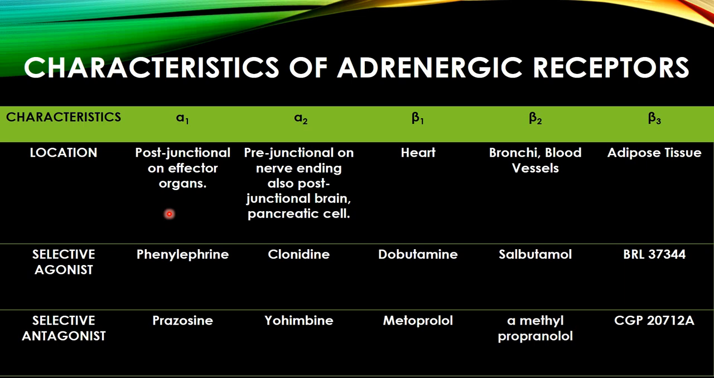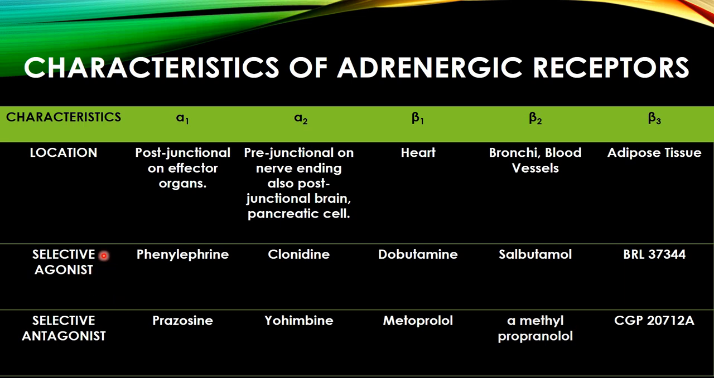beta 2, beta 3. So for location, alpha 1 is present post-junctional on effector organs, alpha 2 pre-junctional on the nerve endings and also post-junctional in the brain and pancreatic cells, beta 1 in the heart, beta 2 in smooth muscles, or you can say blood vessels or bronchi, and beta 3 is present in adipose tissue. These locations are a lifetime learning for all of you. This you should not forget.